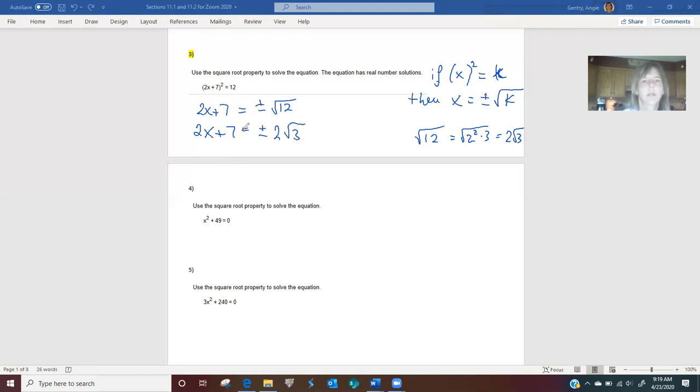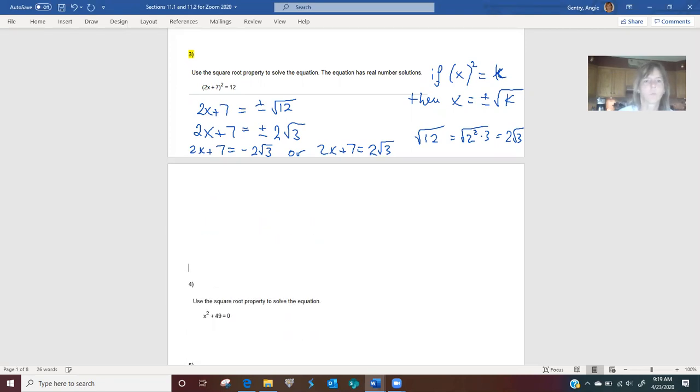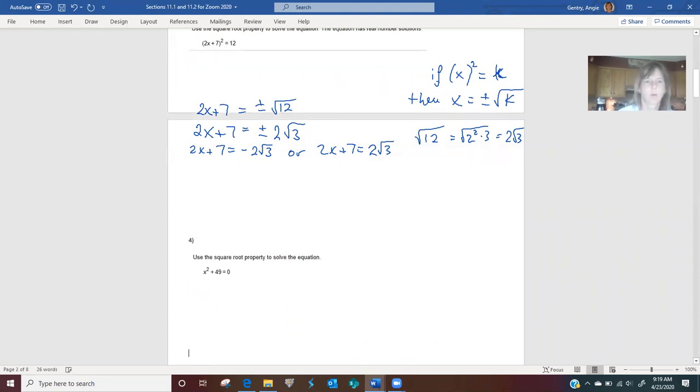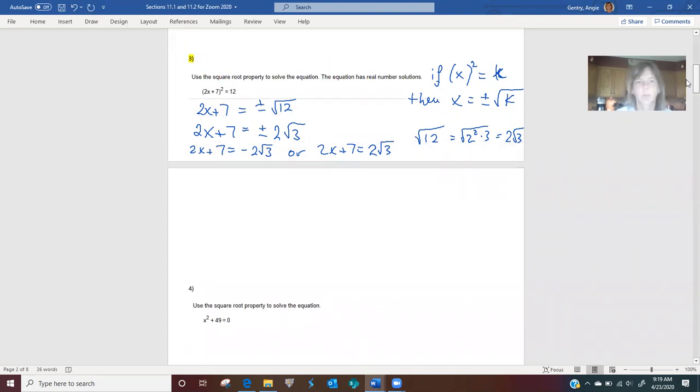Then you could say, I'm going to split them right now. I'm going to say 2x plus 7 is negative 2 square root of 3, or 2x plus 7 is positive 2 square root of 3, and then isolate the x. And again, you can do this at different times. I just like this better. And I'm going to grab, hang on a minute. I did not give myself enough room. I need to move that out of the way here. So sorry about that.